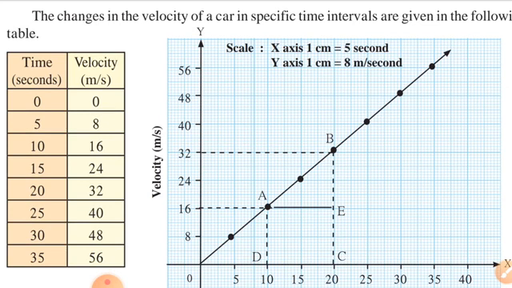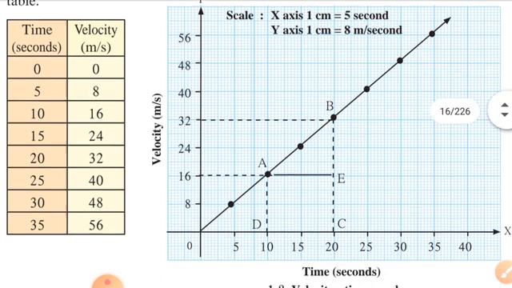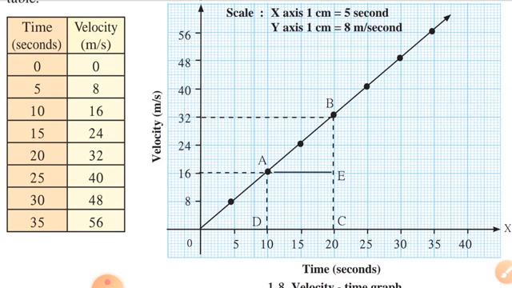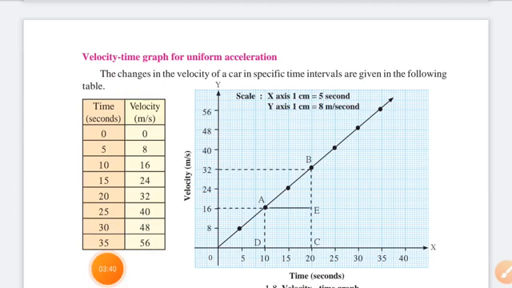So for solving the graph, on the left side y-axis we choose velocity and on the x-axis we take time. You can observe in this graph the velocity changes by 8 meters per second in every 5 seconds. So find the distance covered by the car in the time interval 10 second to 20 second.